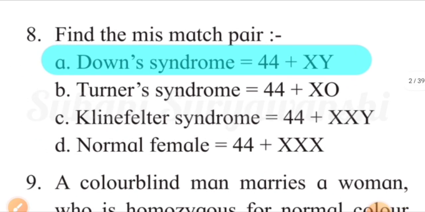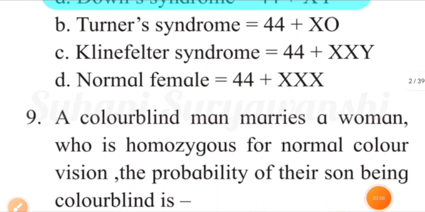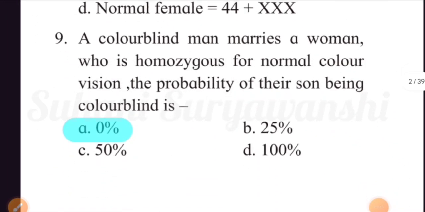Find the mismatched pair. A is Down syndrome 44 plus XY, B is Turner syndrome 44 plus XO, C is Klinefelter syndrome 44 plus XXY, and D is normal female 44 plus XXX. So the correct answer is option A, that is Down syndrome is equal to 44 plus XY. Next question is question number 9. A colorblind man marries a woman who is homozygous for normal color vision. The probability of their son being colorblind is 0%. Option A is the correct answer.